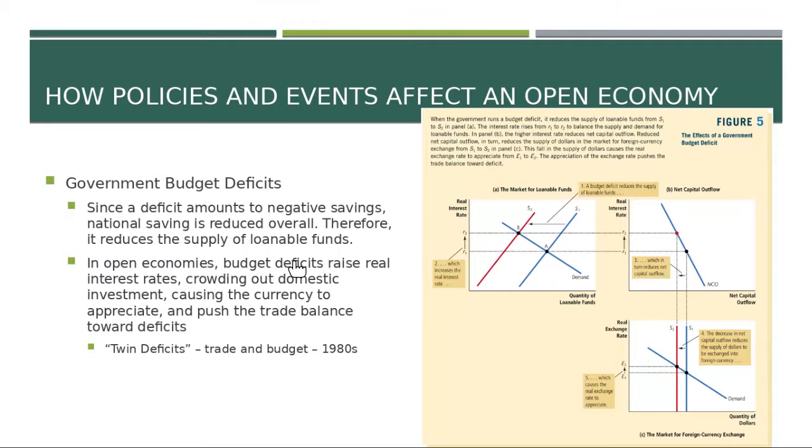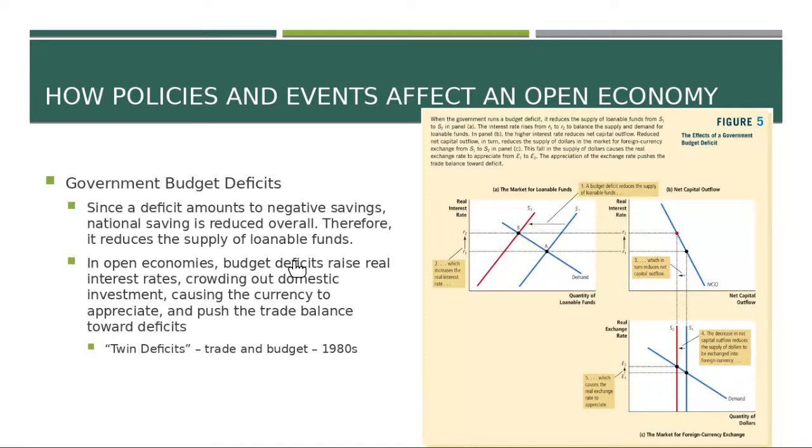So, how do policies and events affect an open economy? Well, government budget deficits can ultimately affect the market for loanable funds by decreasing the amount of loanable funds available or leading to negative savings. So since the deficit amounts to negative savings, national savings is reduced overall. Therefore, a government budget deficit reduces the supply of loanable funds.